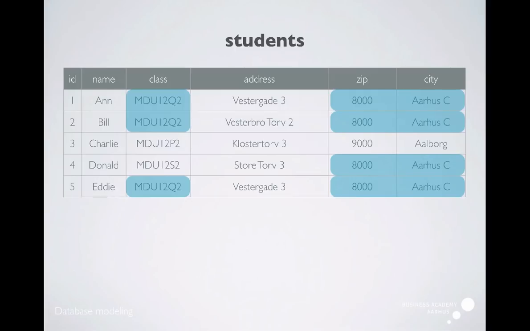You may notice that in the address column, we also have some redundancy. And in theory, we could normalize this column as well. But in practice, I tend never to do it. But you could do it by making a new entity for the addresses.